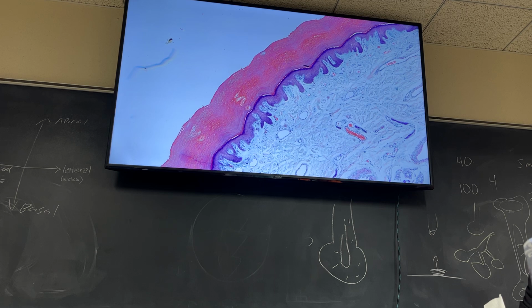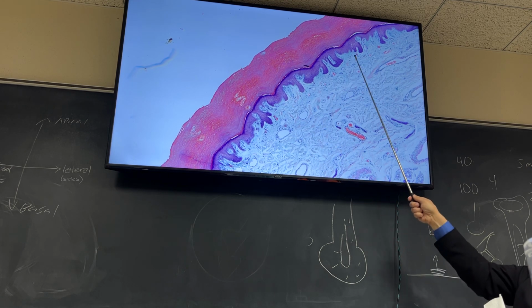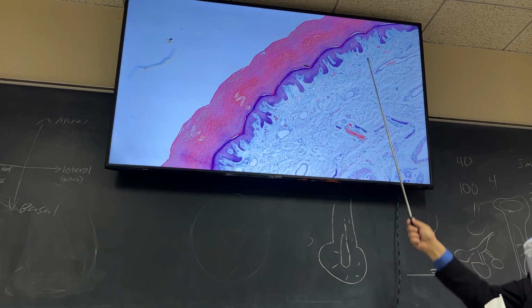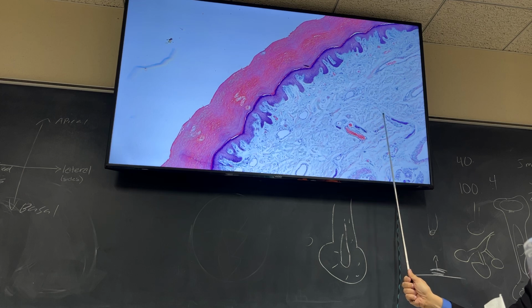You have what's called the papillary layer, the hilly layer. I wonder where the hilly layer is. Where the dermal papillae are, I bet, right? And then the reticular layer, which is this other layer down here, right?